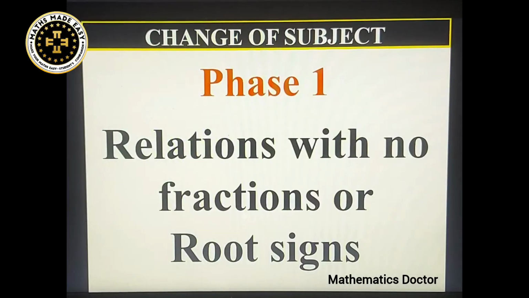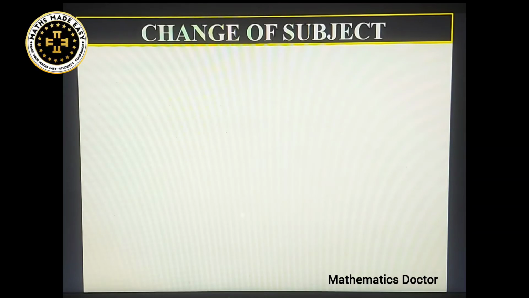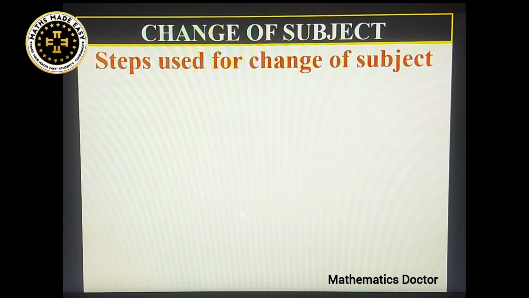So we continue with the first phase of change of subject called relations with no fractions or root sign. Now let us solve questions under phase 1, which we will see relations or formula with no fractions or no root sign. Let us get into this phase. So still under phase 1, we want to take a look at the steps used for change of subject.